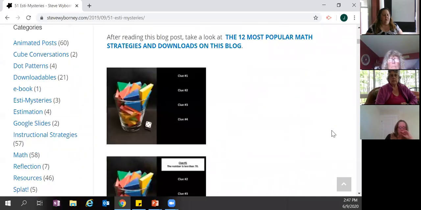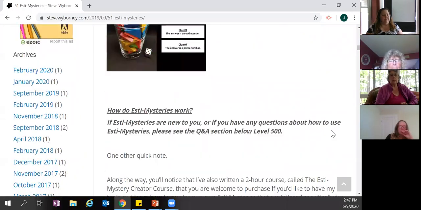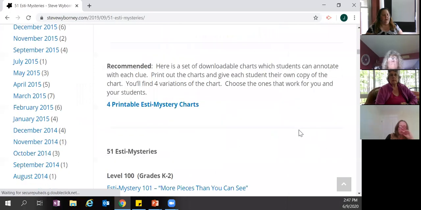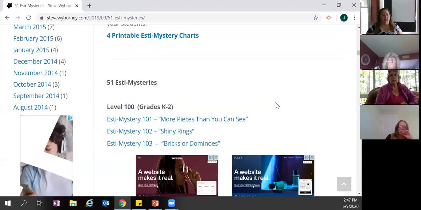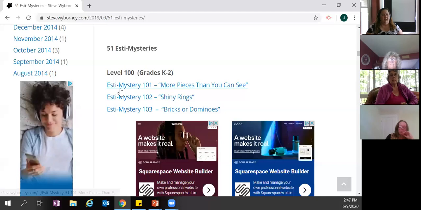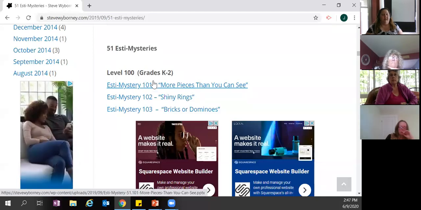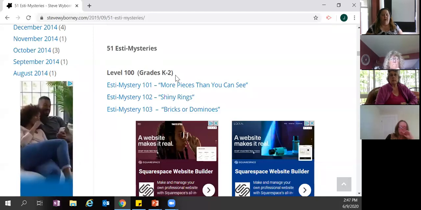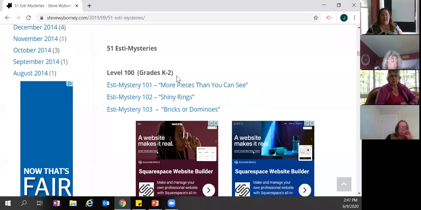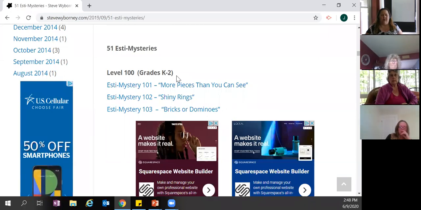But as you scroll down here, he has these Estimistries already created. So this Estimistry 101, so these first ones, the level 100s, are appropriate more so for K through grade 2. You always want to check them out too, because some of the vocabulary in them, if students don't know even and odd, or a multiple or factor, or knowing about place value, they may need help with those clues, or you may have to change those clues around.